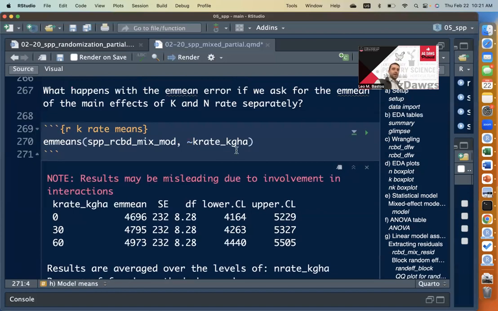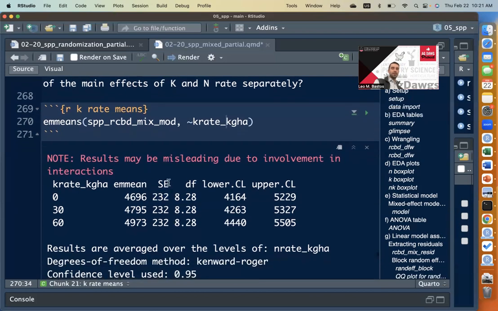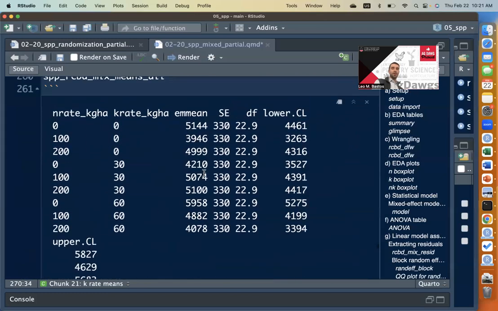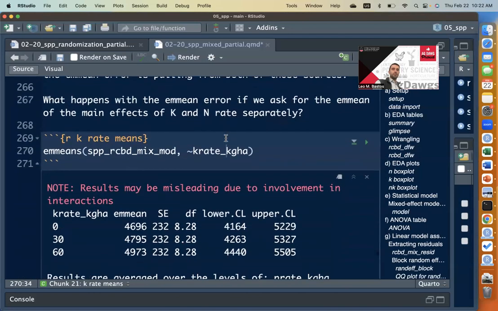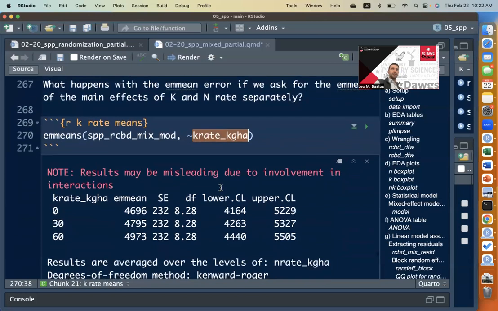So remember, this is the error coming from the whole plot level. When I look at the means of potassium, you see the standard error of those means is 232, which is lower than the error from when I get the means of the interaction, right? So the interaction is pulling error from both sources, both whole plot and split plots. In this case, potassium rate is the whole plot unit, and the error is lower than that of the interaction.